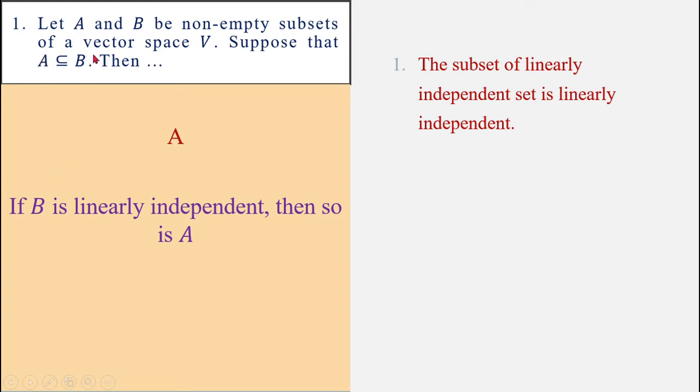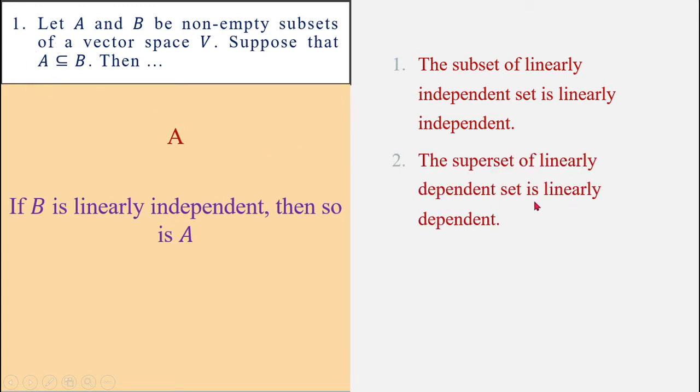A is a subset of B. So if B is linearly independent, A is also linearly independent, while a superset of a linearly dependent set is linearly dependent. That means if A is linearly dependent, then B should be linearly dependent. But our option was if A is linearly independent, then B is linearly independent. It is not true. Also, if B is linearly dependent, then A need not be linearly dependent. So the second and third options are wrong.